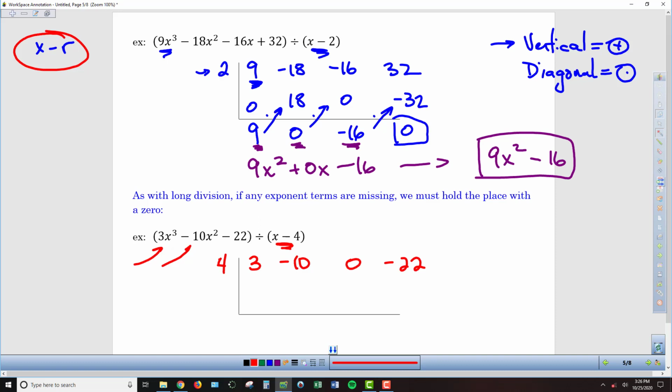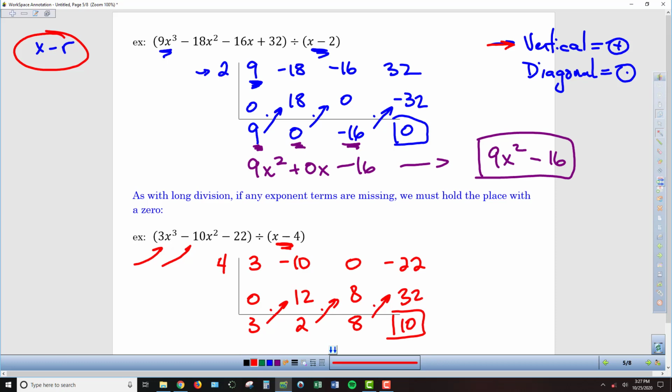So once we've got our setup, we can start with our vertical direction, we add. So we start off by just bringing that first number down, kind of imagining that there's a 0 there to kick us off. And so now we're ready to multiply on the diagonal. So 4 times 3 is 12. I'm going to add in the vertical direction. Negative 10 plus 12 is 2. Multiply on the diagonal again. 4 times 2 is 8. Add in the vertical direction gives me 8. And then 4 times 8 for that last diagonal gives me 32. And now I add one last time. Negative 22 plus 32 gives me a remainder of 10.